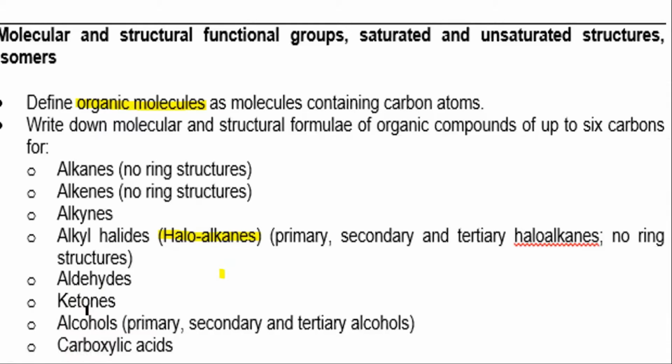Now, what is critical as well, my dear learners, is I know you are using different types of textbooks and they have a lot of information, but remember, my dear learners, we are not going to deal with ring structures. Basically, we are not going to deal with cyclic structures. And the same will apply to alkenes. We won't be dealing with ring structures. But then when we look at haloalkanes, we will then be able to differentiate between primary haloalkanes, secondary haloalkanes, and tertiary haloalkanes. But we also won't be looking at ring structures.